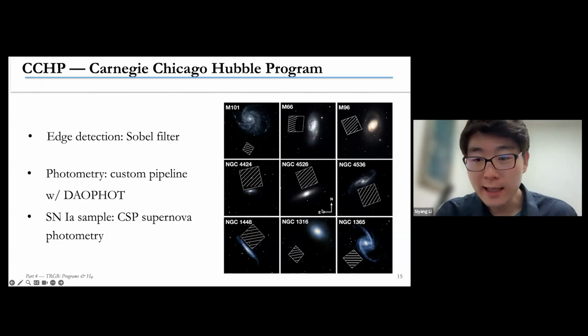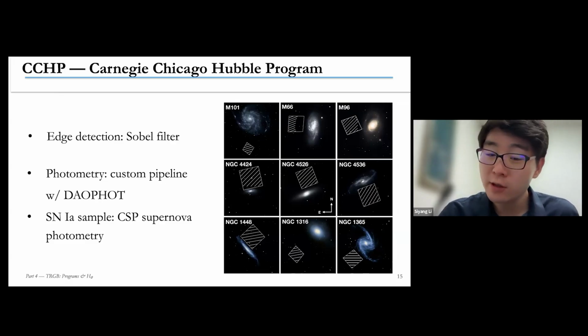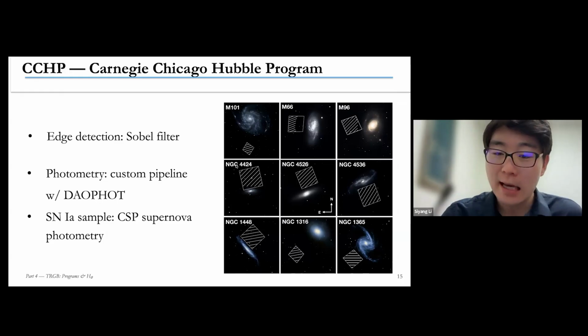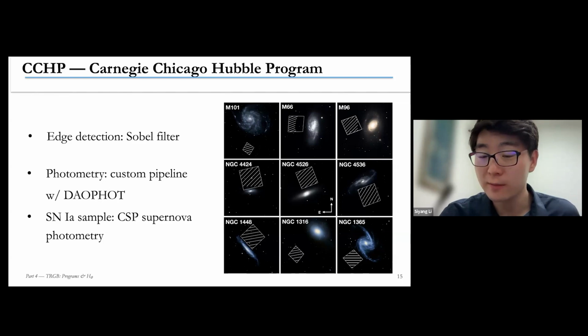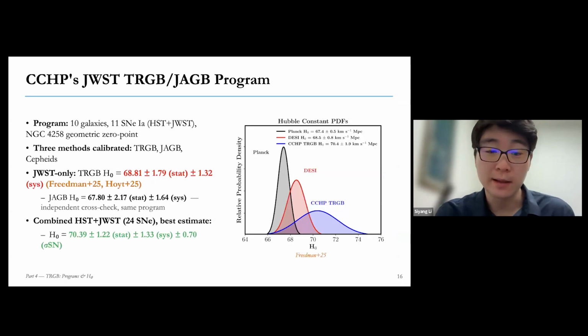On the right here, I'm showing an image from their paper showing the footprints of their observations. As I mentioned, the TRGB is primarily measured in the halos of galaxies, and the hatched region shows the regions they used for their measurements. A lot of these observations are designed and focused on measuring the TRGB in their program.